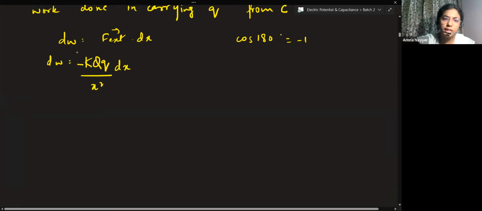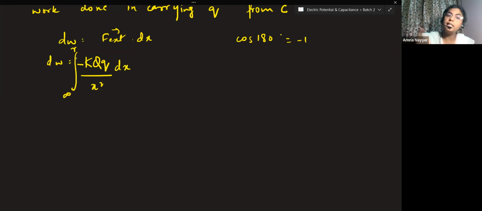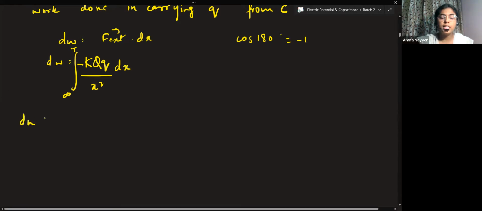Now, work done from where? From infinity to that point R. Now, this part was the physics application. Now you have mathematics where you have to apply integration, which we have studied. So dW will be K capital Q small q. Remember, constants will get multiplied. What is left? Minus 1 by x square dx, integration from infinity to the point R.